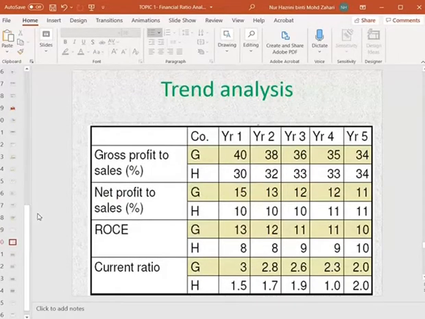So next we will go to trend analysis. Trend analysis we can do for the same company or different companies. Here you have G and H, two companies, and throughout the years of operation, we want to look at these 5 years to see how these two companies are doing. So we provide you with gross profit margin, net profit margin, ROCE, and current ratio, all calculated for you.